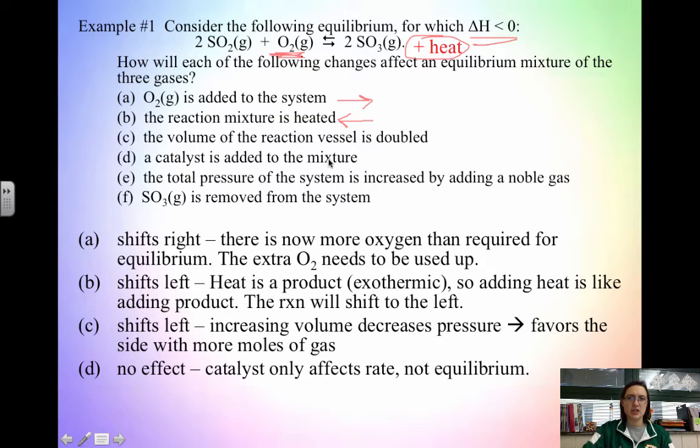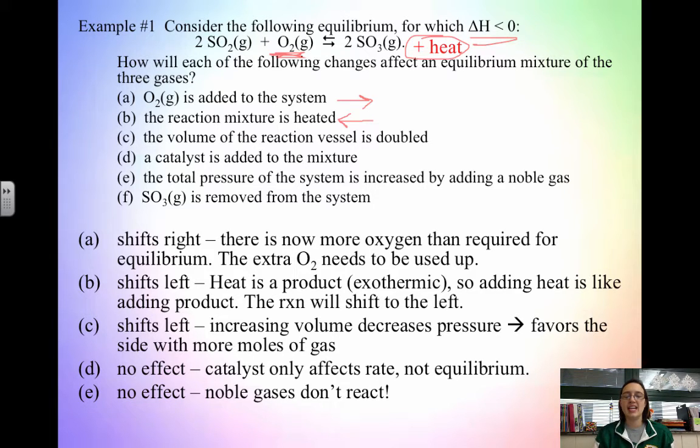And then E says the total pressure of the system is increased by adding a noble gas. Now, we're changing pressure. Okay, that is true. We're changing the total pressure of the system, but we're adding a noble gas. Is there a noble gas anywhere in this reaction? No. We're not adding anything to this equilibrium mixture, which means adding a noble gas, which doesn't even react, isn't going to affect this. We're not adding anything that's in the equilibrium mixture.